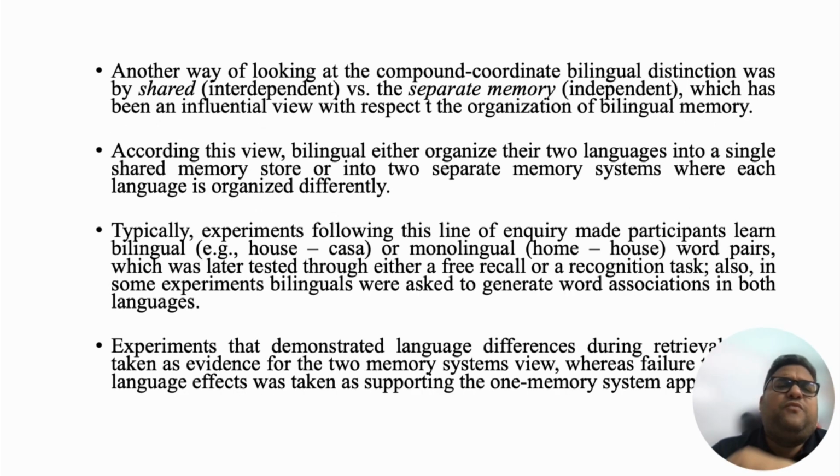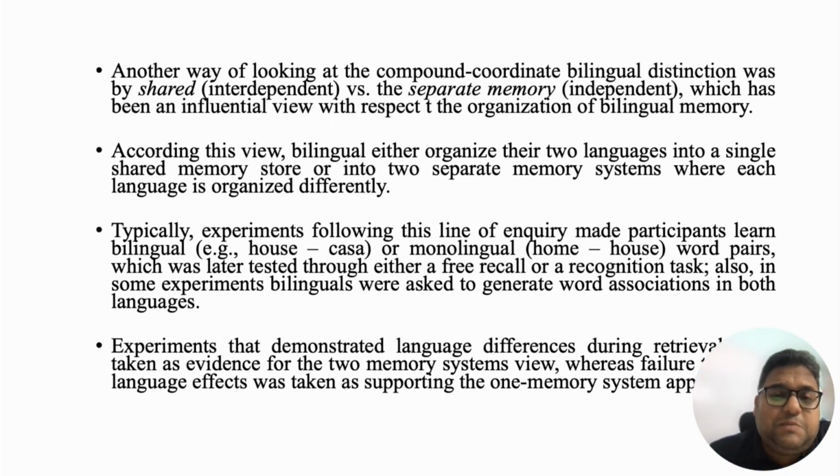So, another way of looking at the compound-coordinate bilingual distinction was by hypothesizing shared versus separate memory organizations, which has been a very influential view with respect to the organization of bilingual memory. According to this view, bilinguals either organize their two languages into a single shared memory store or into two separate memory stores where each of these languages is organized differently. You can remember some of the earlier models like the BIA, where you had two separate language nodes which were linked with words of that same language.